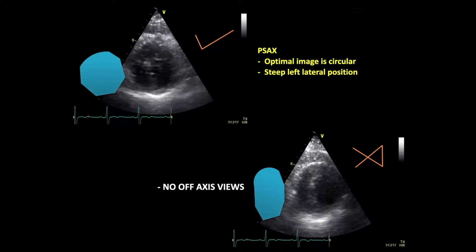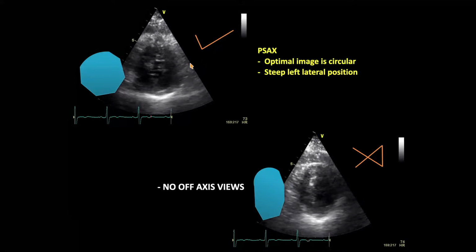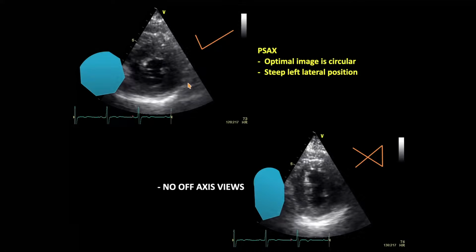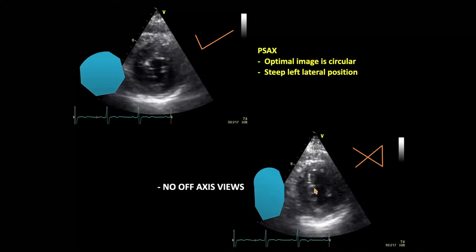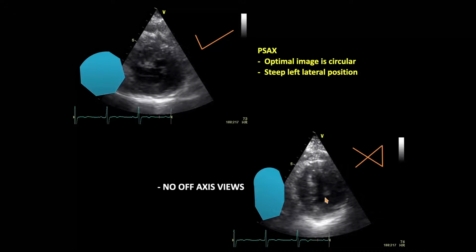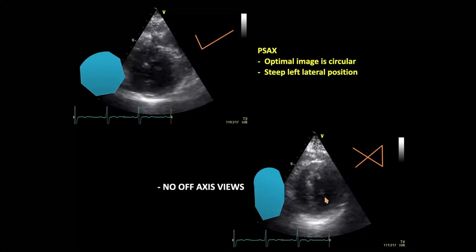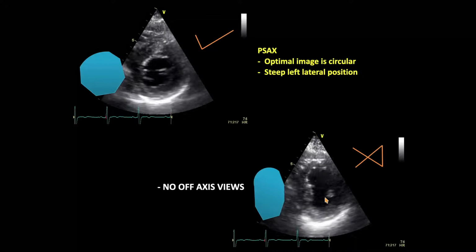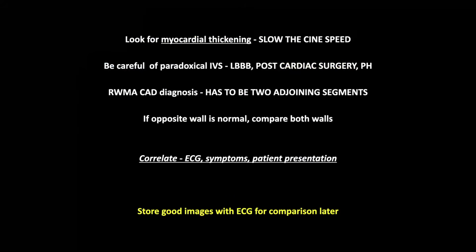Short axis, try to get a good image in the sense that the cavity should be circular. The more circular the cavity, the more correct the cut you're taking. If you have an oval shaped cavity, that means you're not in the true short axis, and you're going a little off axis. So try to do the correction, and try to get the patient more steep left lateral and see if you can get the short axis better.